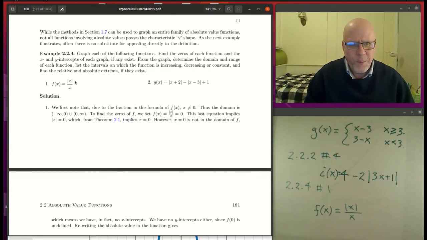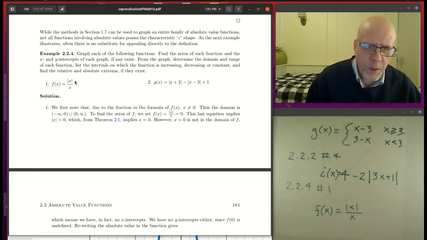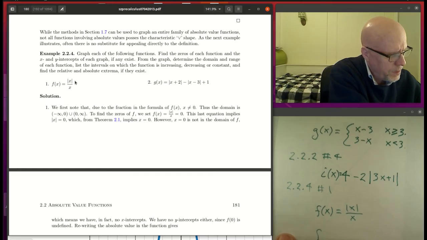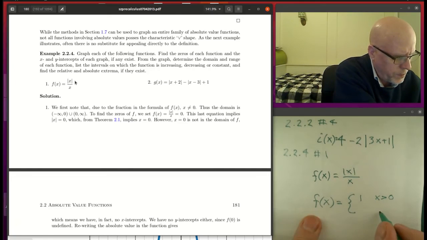Now, I hope one thing about that is pretty obvious. If x already was a positive number, then you've got x over x. So you're just going to get, what's x over x if x is positive? Well, a number divided by itself gives you 1. So f of x apparently is equal to 1 when x is positive. What is it equal to if x is negative?